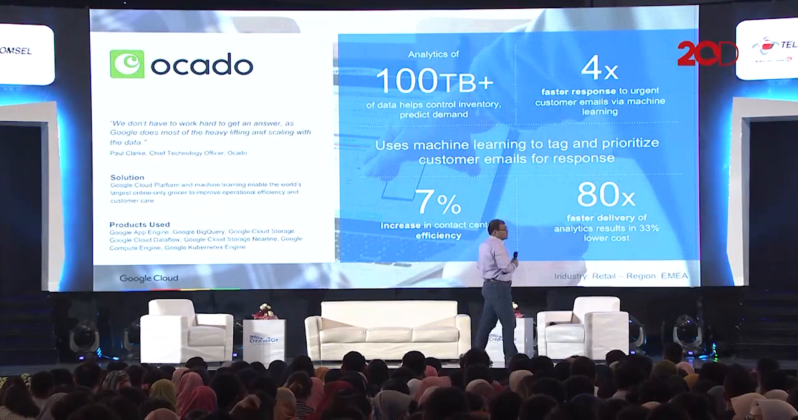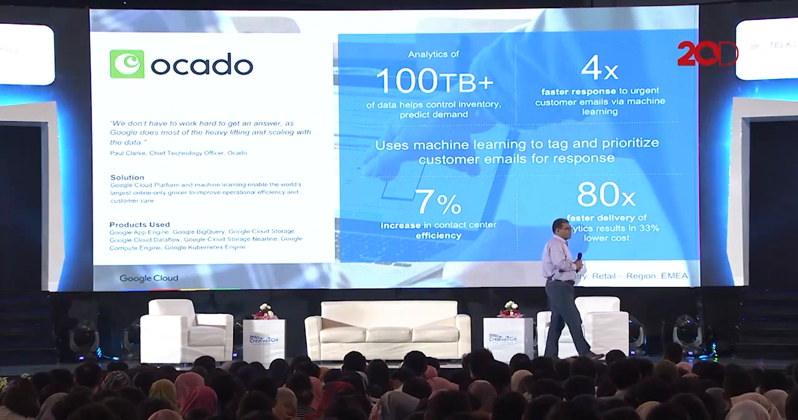The second example is Ocado. Ocado is the largest e-commerce company in the United Kingdom. And they use machine learning to be able to interpret what their customers are complaining about. And look at the results. They were able to create a platform that could be leveraged by their other vendors to be able to supply and get their goods faster to their customers.